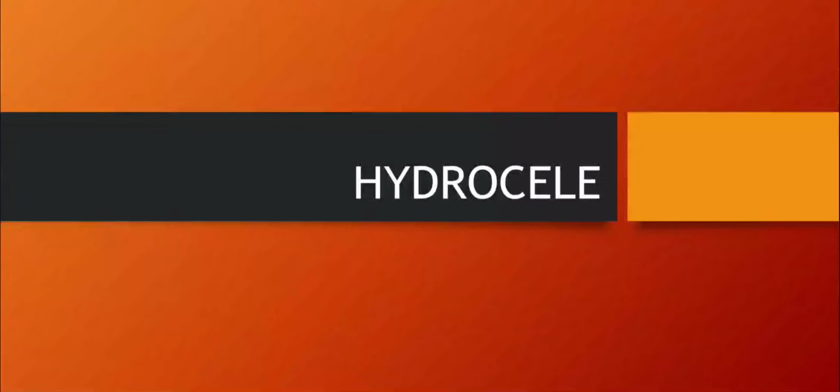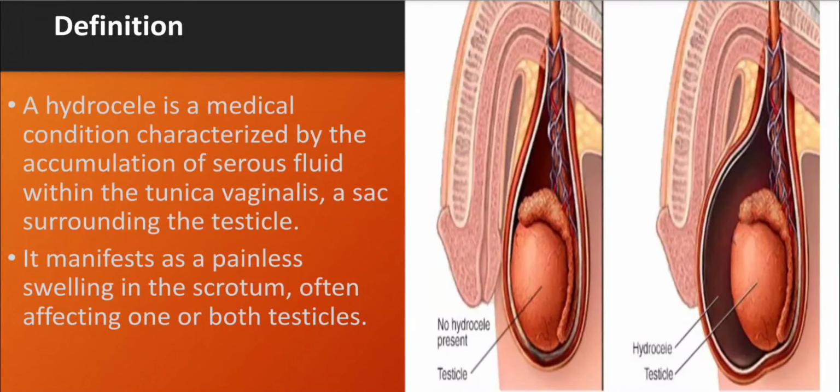So today we will learn about hydrocele. So first one is, what is hydrocele? A hydrocele is a medical condition characterized by accumulation of serous fluid within the tunica vaginalis, sac surrounding the testicle. It manifests as a painless swelling in the scrotum, often affecting one or both testicles.